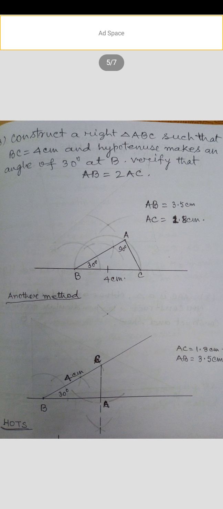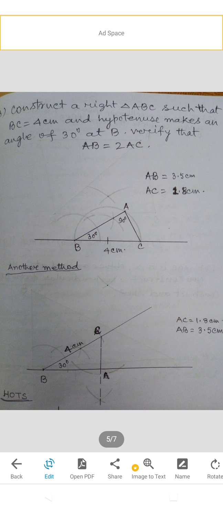Now draw the perpendicular bisector of BC. With B as a center and radius more than half of BC, draw arcs above and below. With C as a center, draw another arc. They intersect the previous arcs at 2 points; join these 2 points. You will get a point on BC, O, the midpoint of BC. Join.